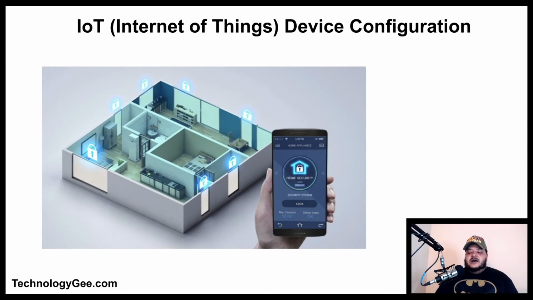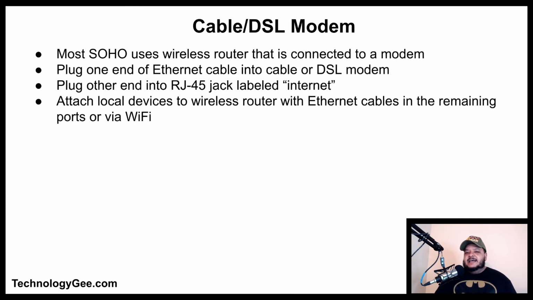Here's a picture representing a smart security system that can be controlled from your phone. Just think of the Ring security system if you have that. Personally, I have it on my own house. I control everything from my phone in terms of my alarm system. Cable DSL modem. Most SOHO networks use a wireless router and it must be connected to a modem.